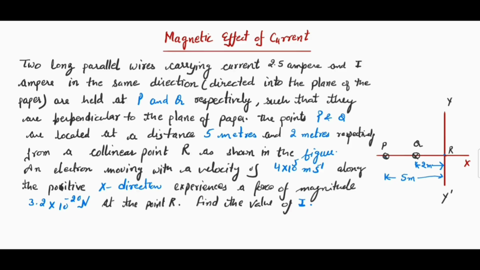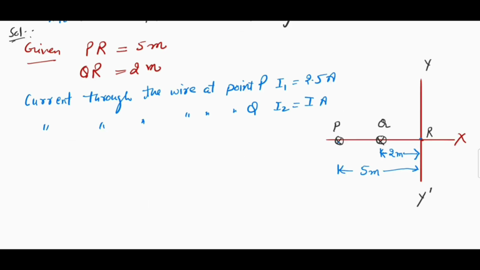And we have to find the value of I. What is I? I is the current flowing through the wire at point Q. So this we have to find here. Now let's see the solution for this question. So I have written all given things.